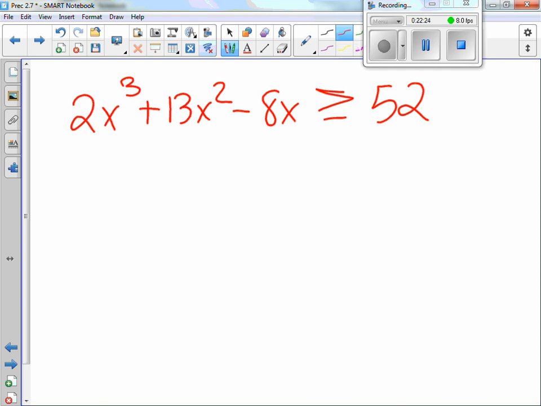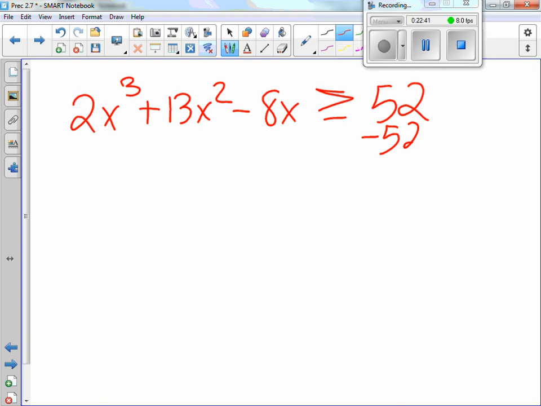So when we look at this here, if this had been an equal sign, this is a polynomial function, yes? That's the first thing we do on any polynomial function. We get everything on the same side. I want it equal to 0.